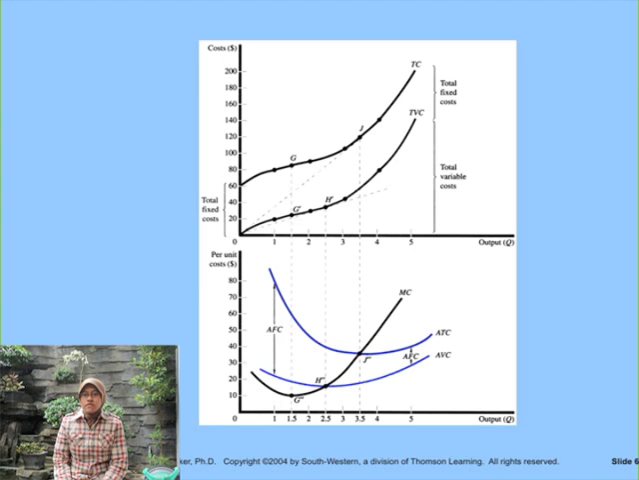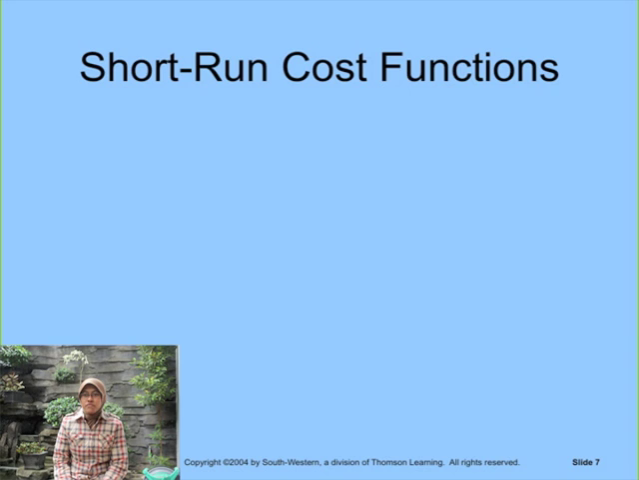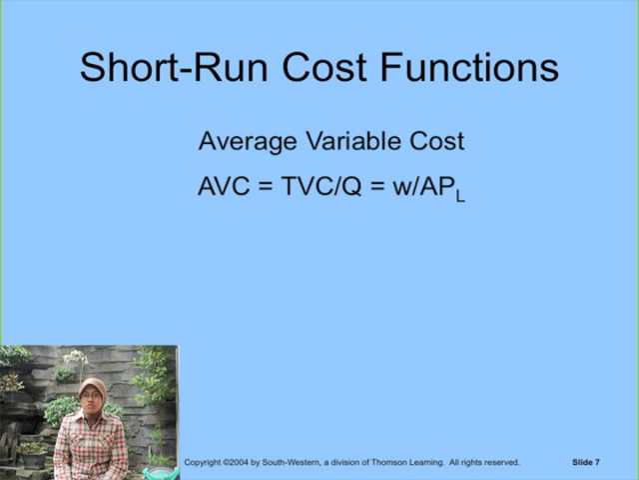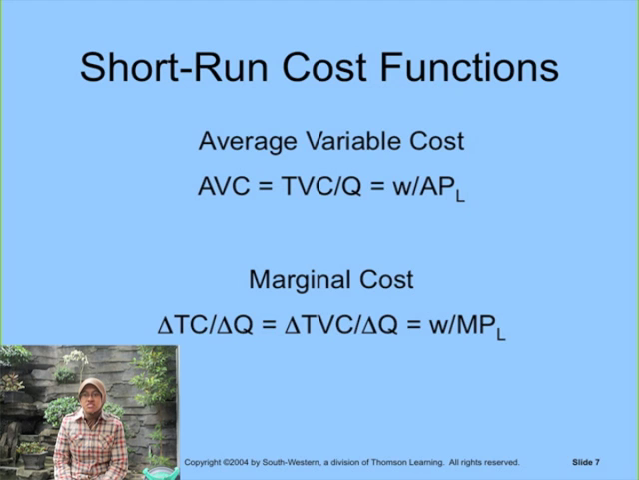With labor as the only variable input, total variable cost for any output level equals the wage rate times the quantity of labor used. The U-shape of the average variable cost curve can be explained as the average variable cost equals total variable cost per output equals wage per average physical product of labor. And the U-shape of the marginal cost curve can similarly be explained as change in total cost per unit change in output equals wage per marginal physical product of labor.